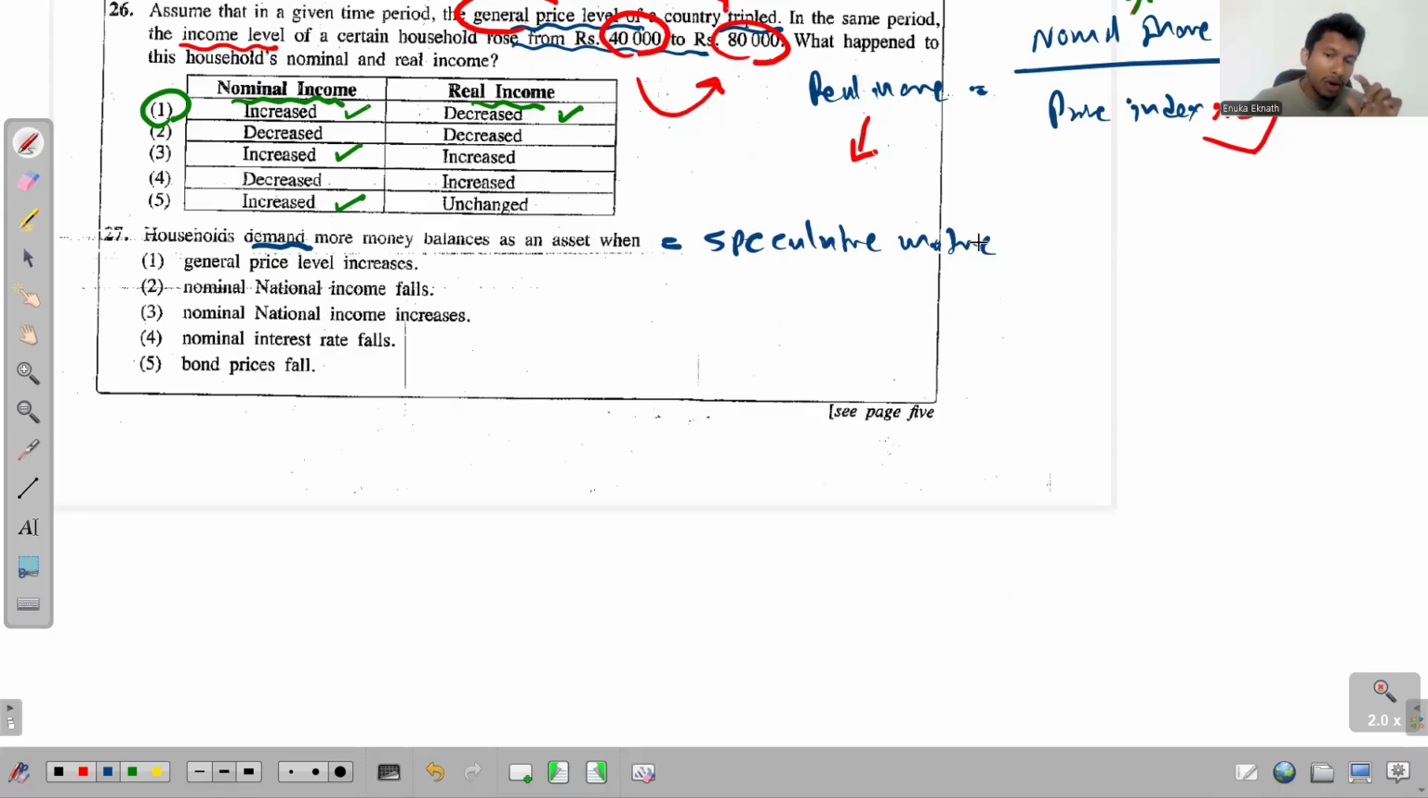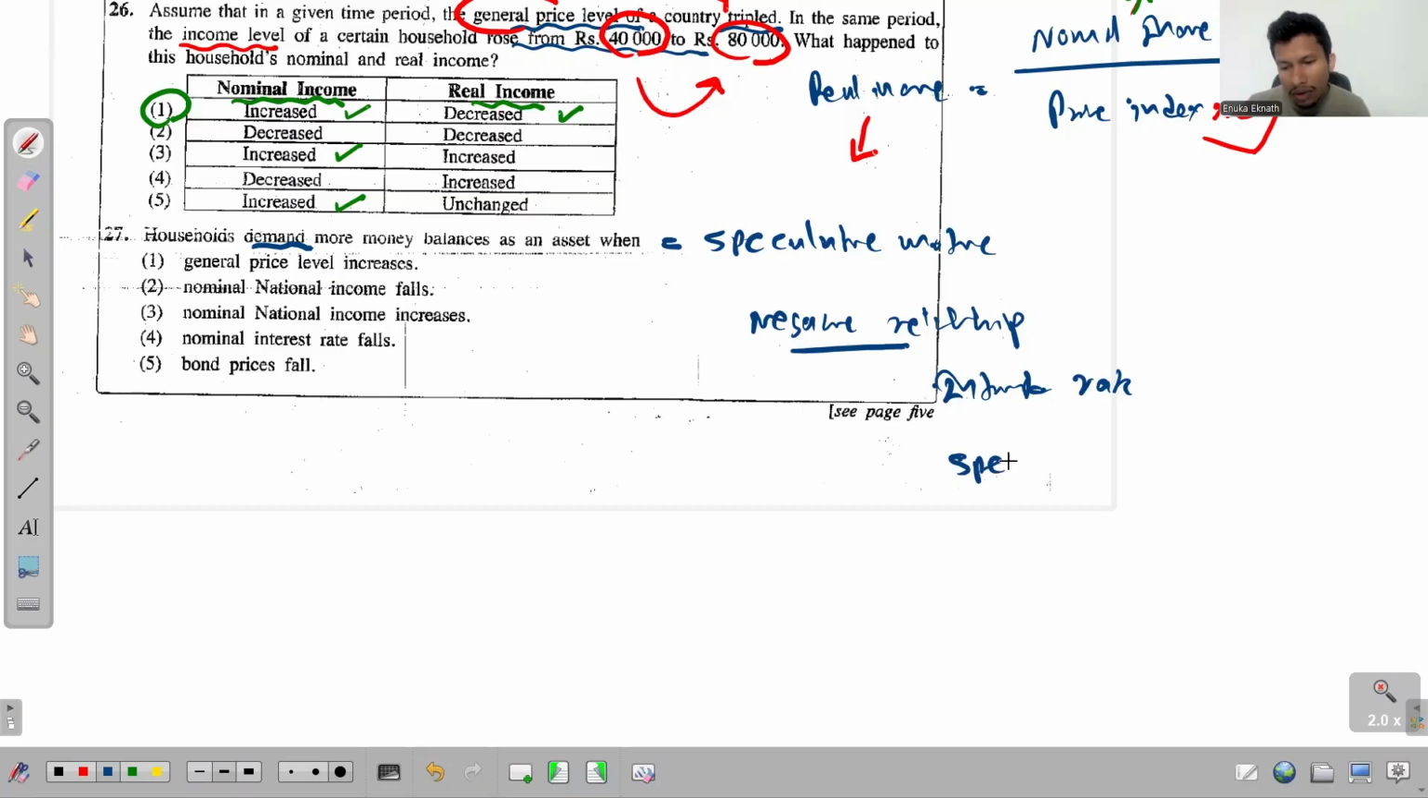Speculative motive money demand. And in speculative motive money demand, we say that there is a negative relationship between these two variables. We discussed that under speculative motive money demand. And what are the two variables we consider there? On one side, we take the interest rate. And on the other side, we take the speculative motive money demand, money demand.